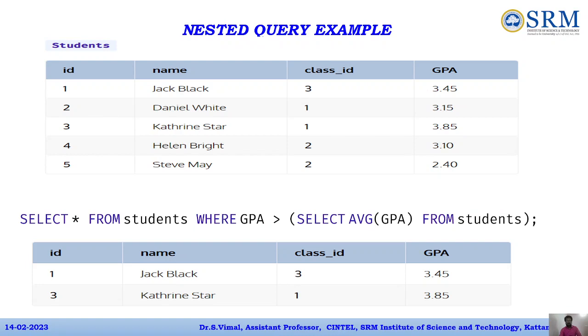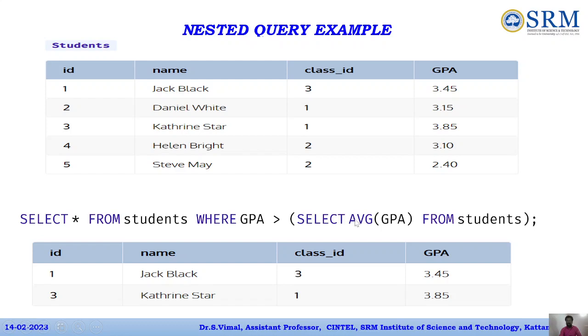Here we will see one small example of a nested query. I have created a table named student with ID, name, class ID, and GPA. This is my created table. From this I am going to write the nested query. Here is the example: select asterisk from students where GPA is greater than the inner query.